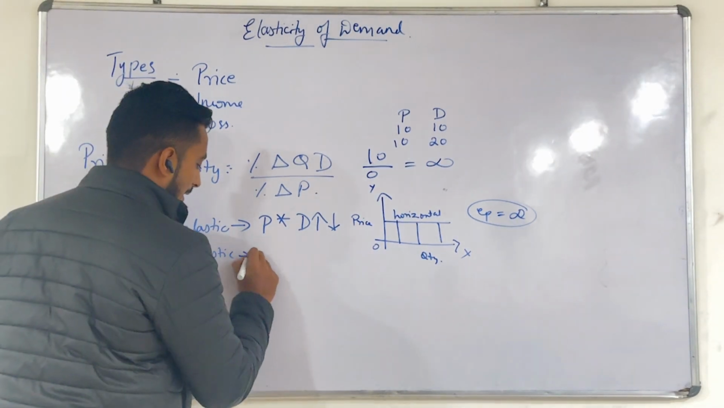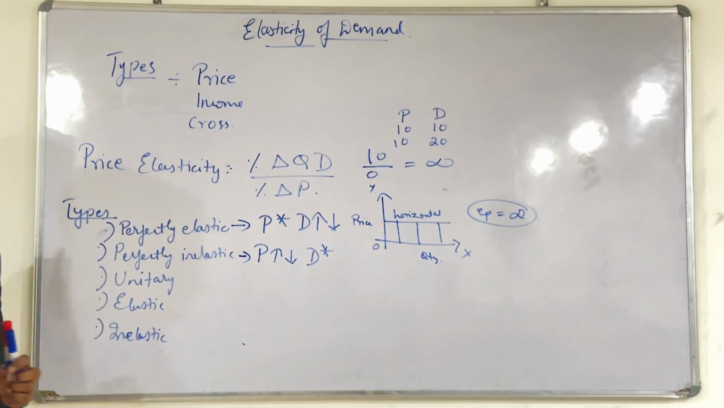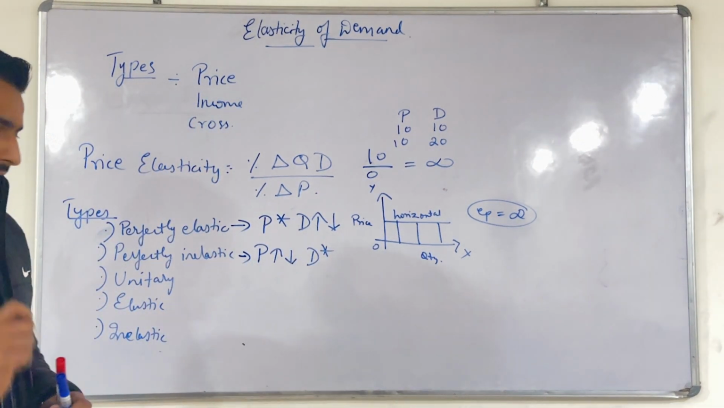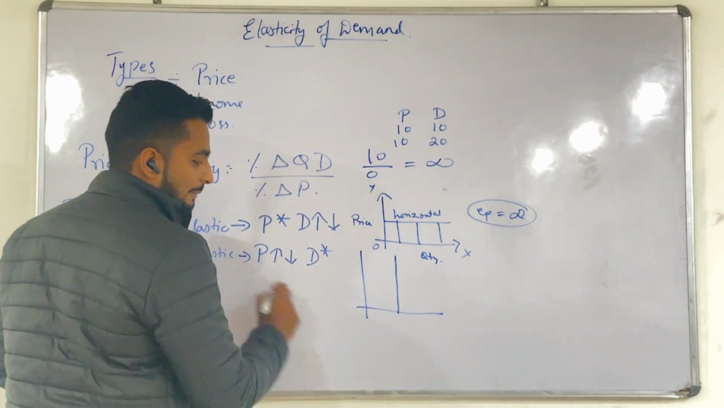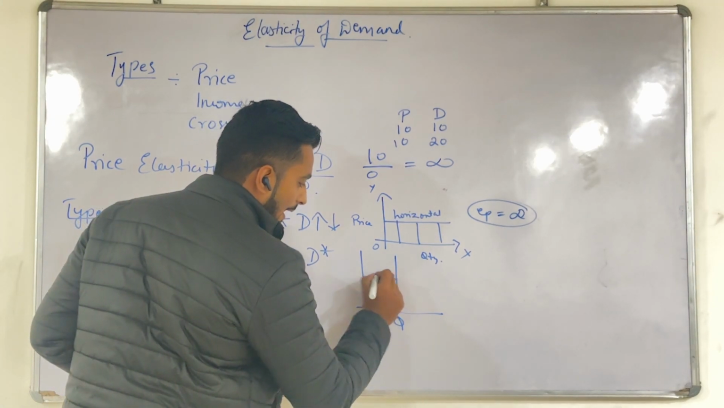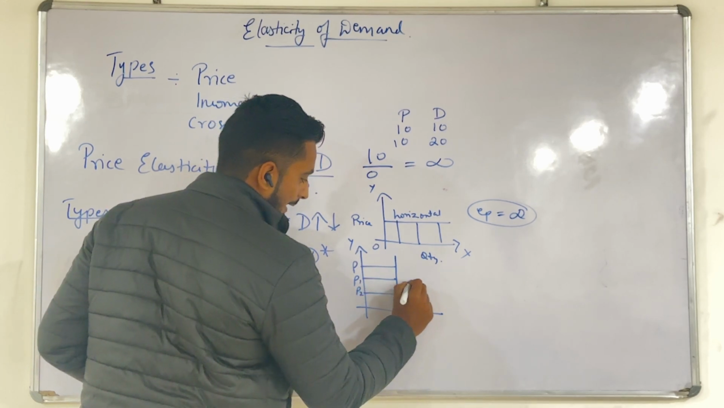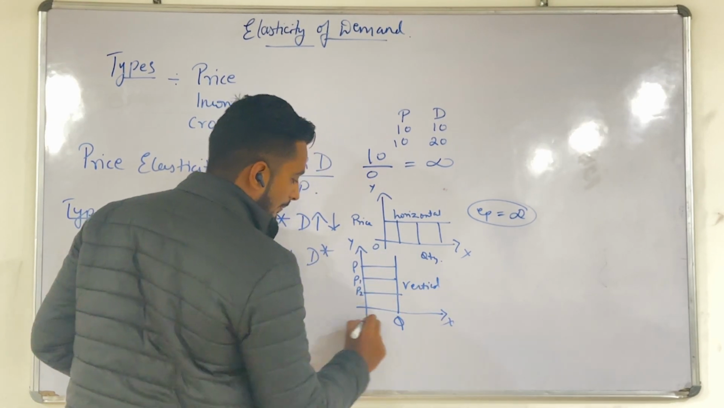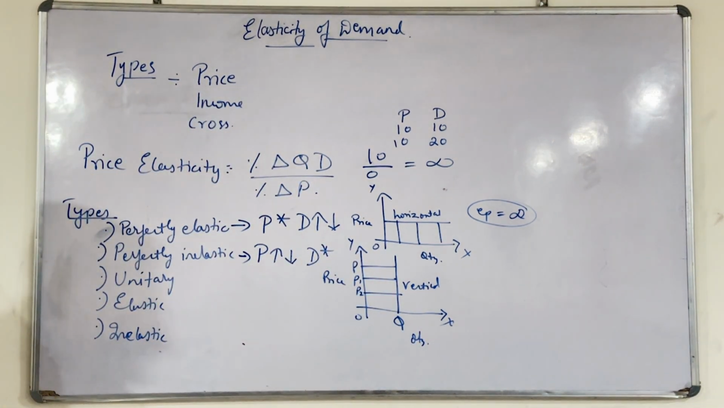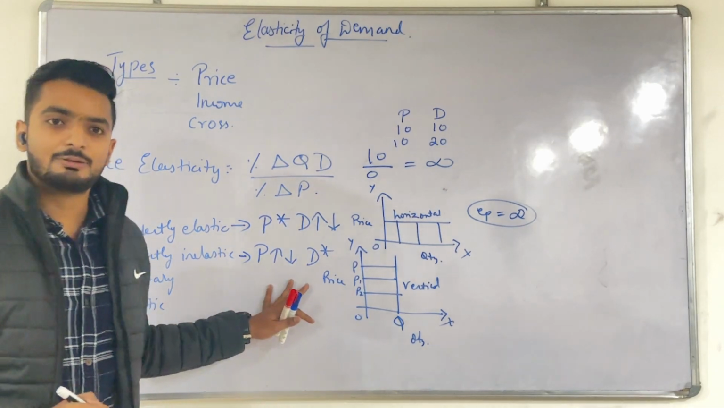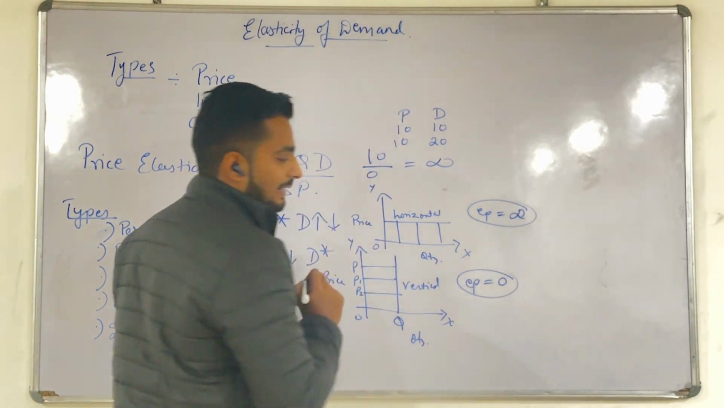Then you have perfectly inelastic, where price increases or decreases, demand will remain constant. That is known as perfectly inelastic. Quantity remains the same whether price increases or decreases, and its shape is vertical, price and quantity. So where price increases or decreases but demand remains the same, that is perfectly inelastic, and its formula is 0.